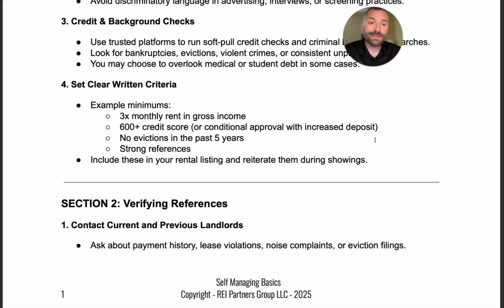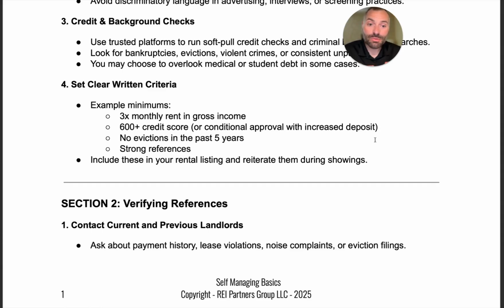Someone who's young might not have an established credit score. 18, 19 years old, out on their own, maybe they can get a cosigner on the loan or the rent because they're going to need it. You can't prove that they're a good repayment unless they come with some other form of approval for you. So 600 plus credit score minimum or conditional approval with an increased security deposit.